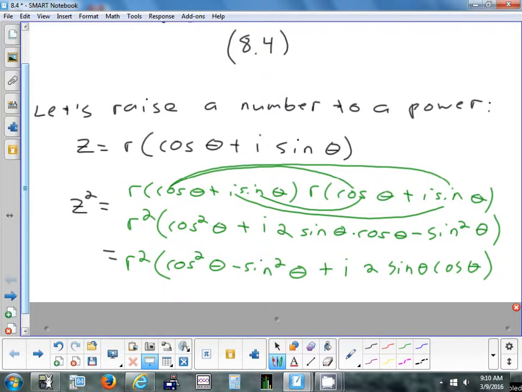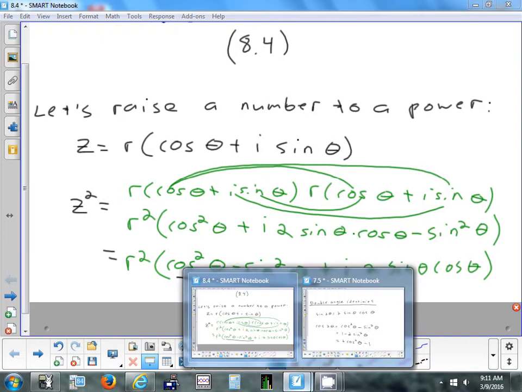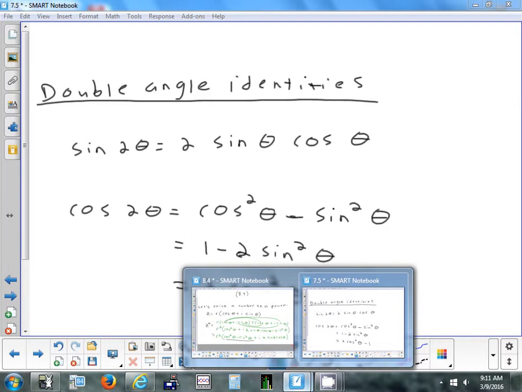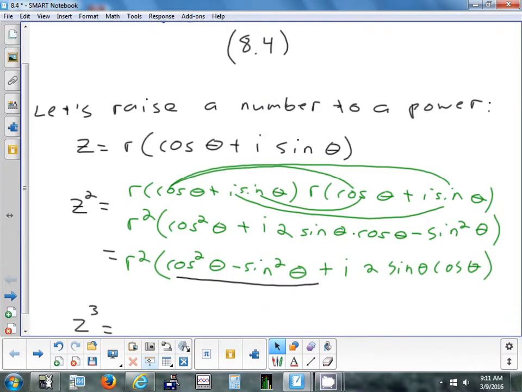Let's take a look at this first part. Cosine squared theta minus sine squared theta. Okay, I'm going to bring up an identity or a few identities from section 7.5. Does anybody recognize what cosine squared theta minus sine squared theta is? Cosine 2 theta. Okay, so that whole thing simplifies just to cosine 2 theta. All right, so we got r squared cosine 2 theta plus i.